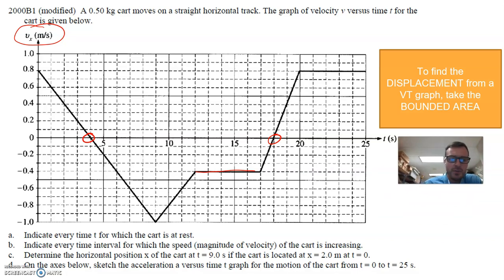B: indicate every time interval in which the speed is increasing. This will burn a lot of other people. Let's talk about what this graph shows. It shows a positive velocity, and then we get to 0 velocity. So if I was moving forward and then I'm not moving forward, I'm slowing down. But here's where people get burned. Mr. Simpkins, the graph is going down.